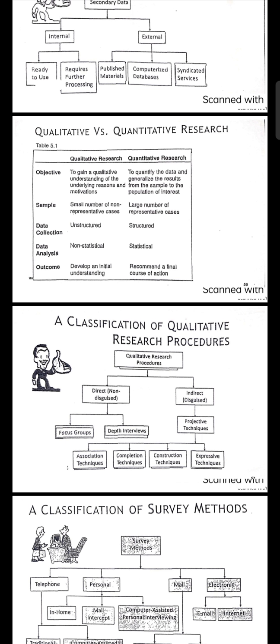Okay, for the outcomes, quantitative research recommends a final course of action. So it's different from the qualitative. Qualitative research is done for understanding purposes, but quantitative is to come up with a final outcome for them to make a decision. So these are the differences between the qualitative and the quantitative.